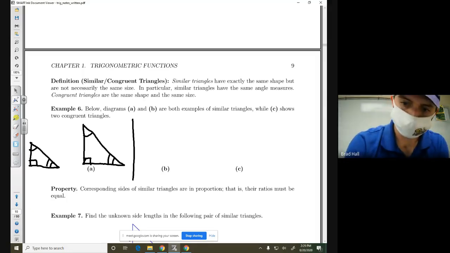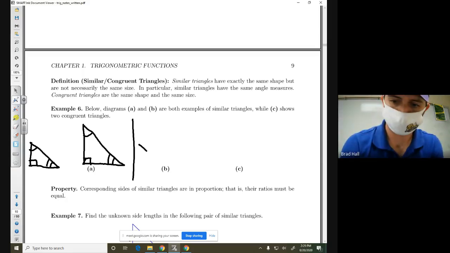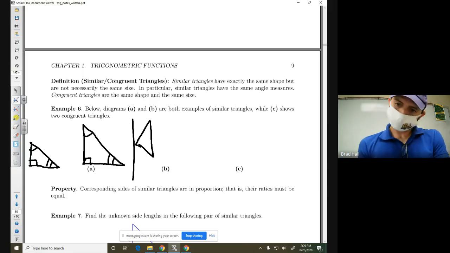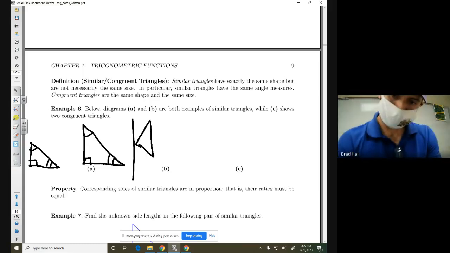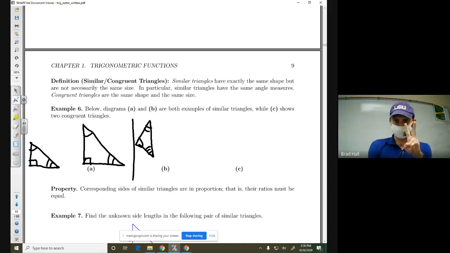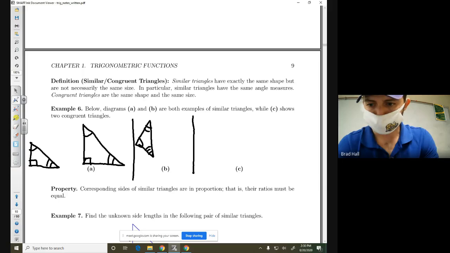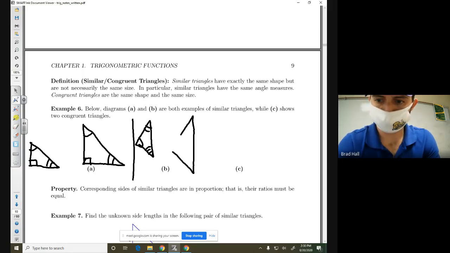Part B. Oh God, this one's even worse to draw. Okay, something like that. It's a scalene triangle, which will be represented by one having a single arc, the top one having 2 arcs, and the bottom one having 3 arcs to represent that they're all different sizes. And then we're going to make that much larger. But the angle sizes are the same.